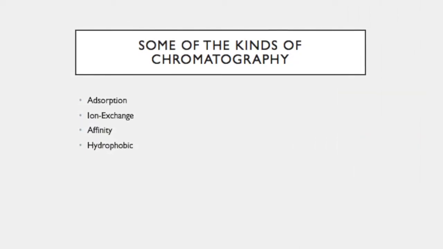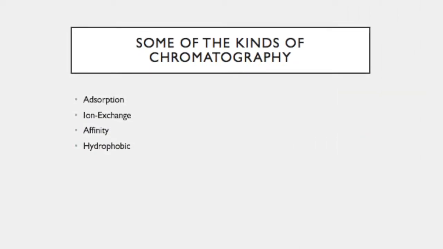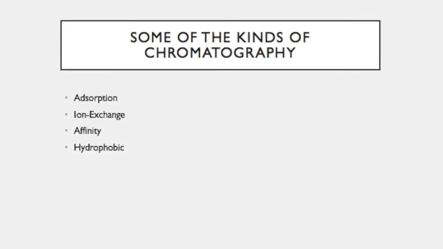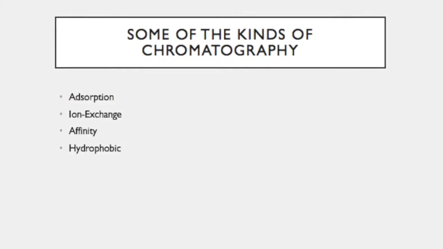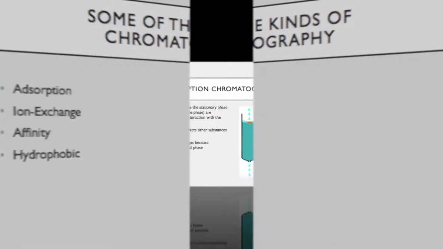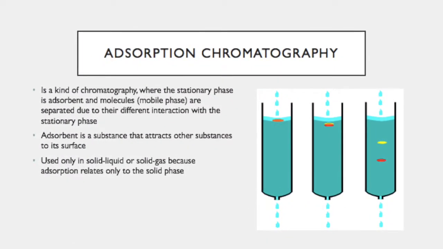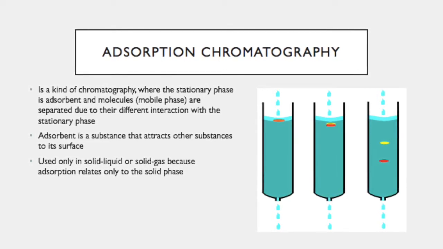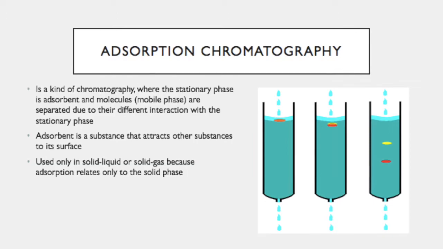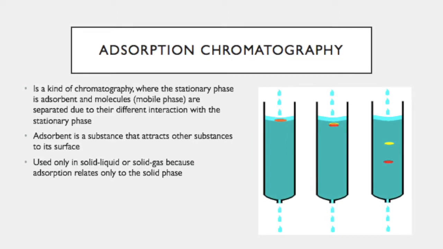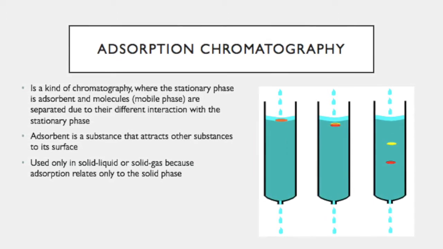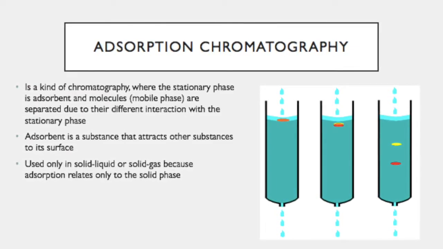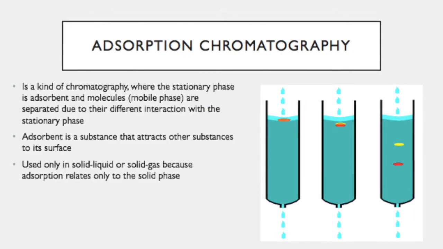In this presentation, we are going to talk about four different kinds of chromatography, which are adsorption, ion exchange, affinity, and hydrophobic chromatography. Adsorption chromatography. First of all, an adsorbent is a substance that attracts other substances to its surface. In this kind of chromatography, the stationary phase is the adsorbent, and molecules that travel through it are separated due to different interaction with the stationary phase.